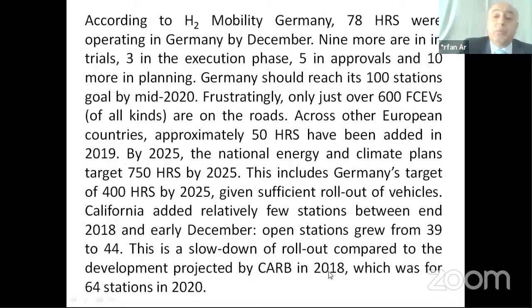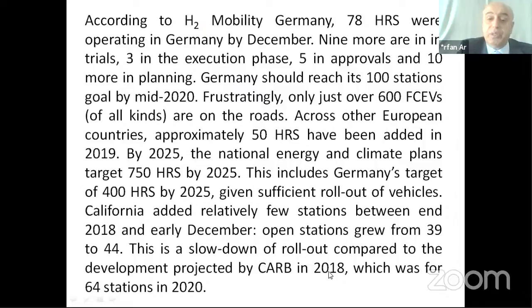According to the hydrogen mobility program of Germany, 78 hydrogen filling stations were operating in Germany by December. 9 more are in trials, 3 in the execution phase, 5 in the approval stage, and 10 stations are in the planning stage. Germany should reach its hydrogen stations goal by mid-2020. Frustratingly, only just over 600 fuel cell electric vehicles are on the roads.